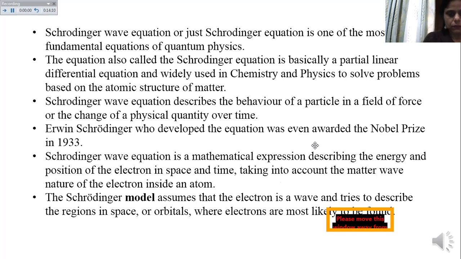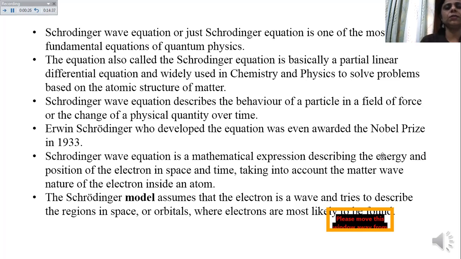Yes. Now, on the basis of this, we are going to study the Schrodinger wave equation that is given by the scientist Schrodinger. It is one of the most fundamental equations of quantum physics. Means it is one of the equations which is very, very used in the quantum theory, in the energy of photons, in the theory of photons, that is the quantum physics.